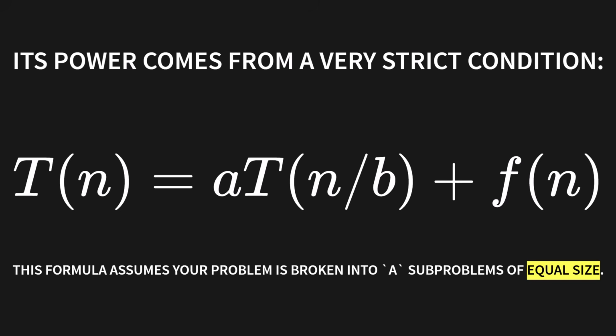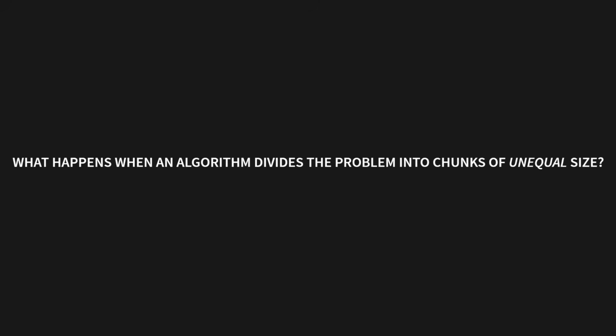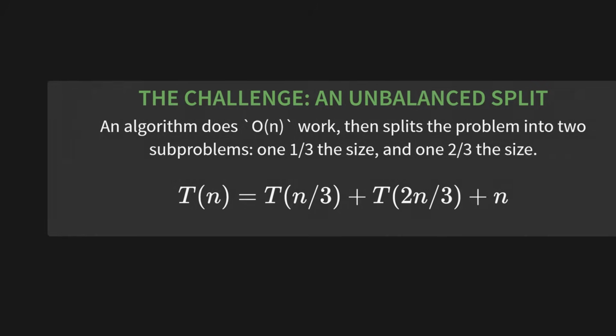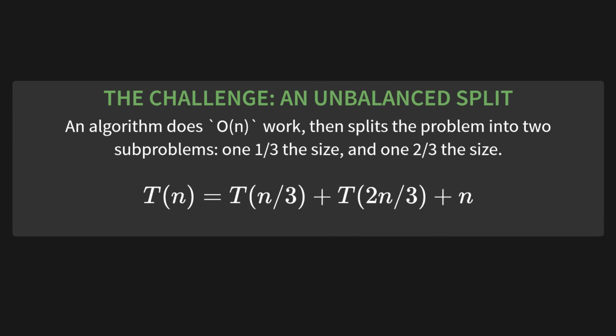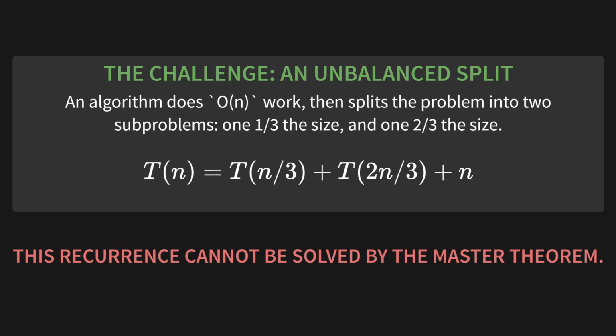We just saw that the master theorem has a pretty big limitation. It raises an important question. What happens when an algorithm divides the problem into chunks of unequal size? Let's look at the challenge of an unbalanced split. Imagine an algorithm does O(n) work and then splits the problem into 2 subproblems. But this time, one is 1/3 the size and the other is 2/3 the size. The recurrence for this would be T(n) equals T(n/3) plus T(2n/3) plus n.